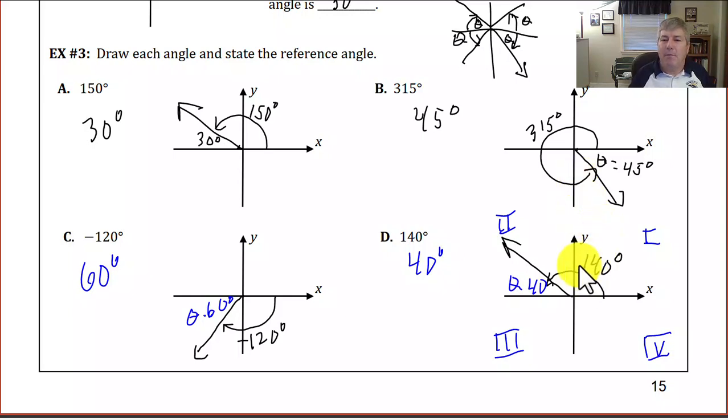And that wraps up our introduction to trig and some of the basics of angles and angles in standard position and reference angles. And you'll get some more practice with this when I see you in class.